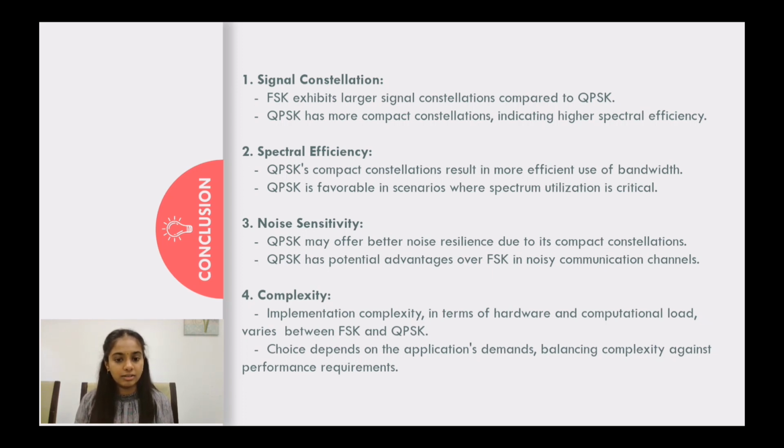Next, according to spectral efficiency, QPSK's compact constellation results in more efficient use of bandwidth. QPSK is favorable in scenarios where spectrum utilization is critical. Thirdly, according to noise sensitivity, QPSK may offer better noise resilience due to its compact constellations, and QPSK has potential advantages over FSK in noisy communication channels. Lastly, according to complexity, implementation complexity in terms of hardware and computational load varies between FSK and QPSK. And then the choice depends on the application's demands, balancing complexity against performance requirements.